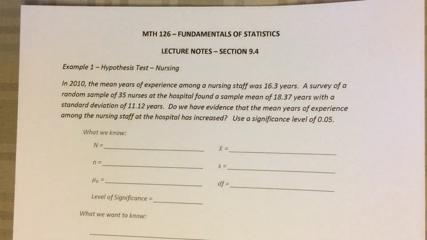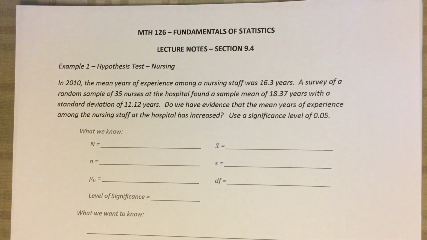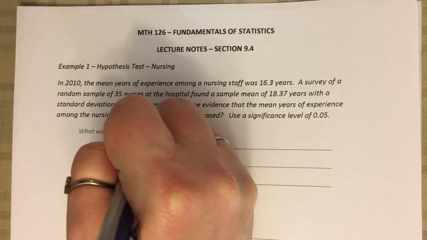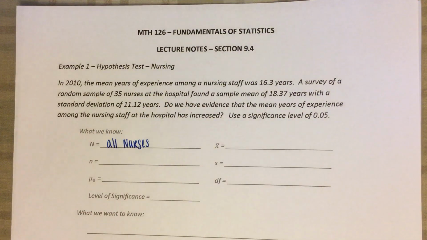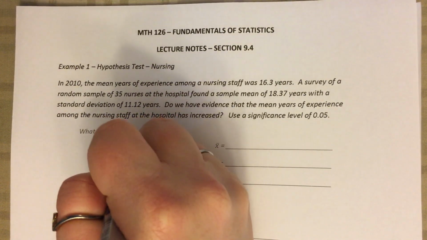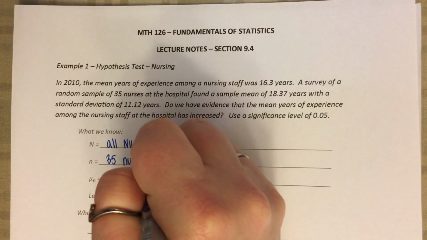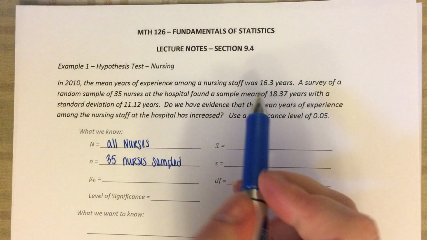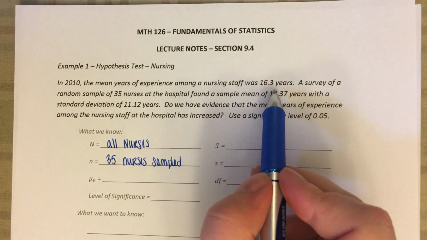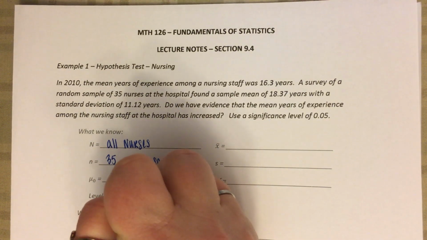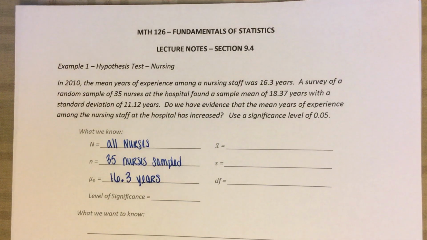All right, so we're going to start by listing everything that we know. Our population is going to be all nurses among this nursing staff. Our sample size is 35 nurses that were sampled. Our mu naught is going to be our previous mean, so that's our 16.3 years. Mu naught is like our claim. What are we testing against? We're testing against this value of 16.3.